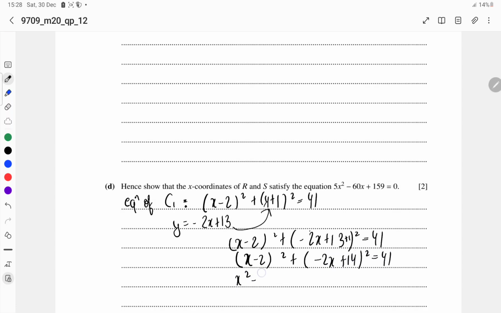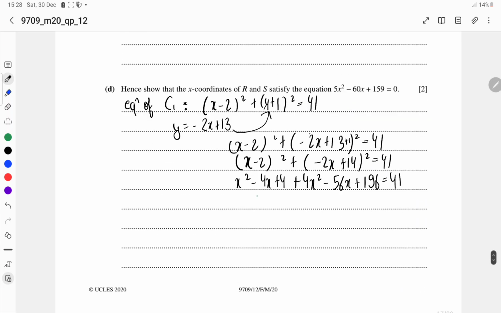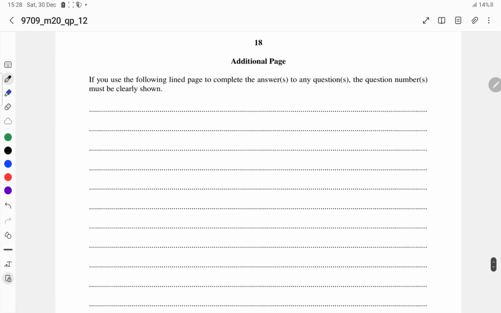When we open the brackets, x squared minus 4x plus 4 plus 4x squared, and after it's going to be minus 14 into 2 into 2, which is minus 56x, plus 14 squared, which is 196, equals 41. So basically this is going to be 5x squared minus 60x plus 159 equals 0. Thus proved, right? So basically this is the end of the video. So yeah, thank you for watching.